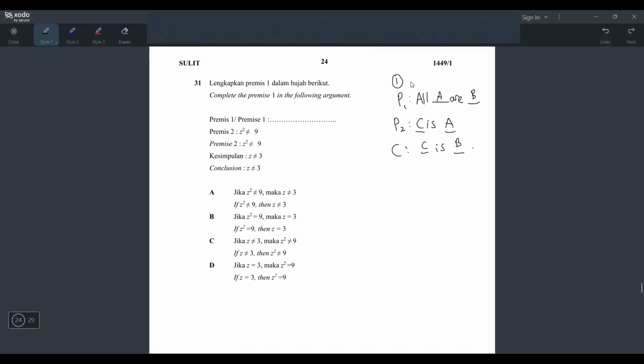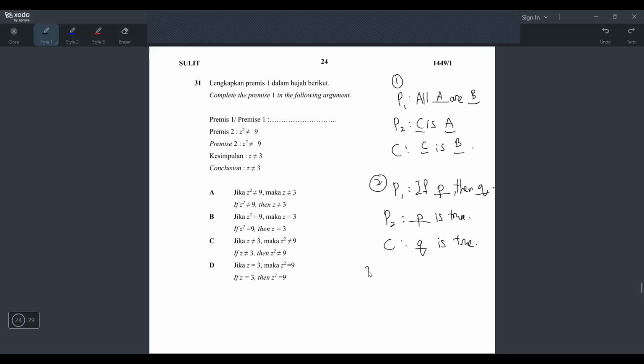I want you to take note here. If it follows the first format, the premise 2 and the conclusion will have the same thing here, C. If they don't have the same thing here, it is definitely not the first one. Okay, the second one, premise 1 will look like this: if P then Q. And then premise 2 will be P is true. And then conclusion, Q is true.